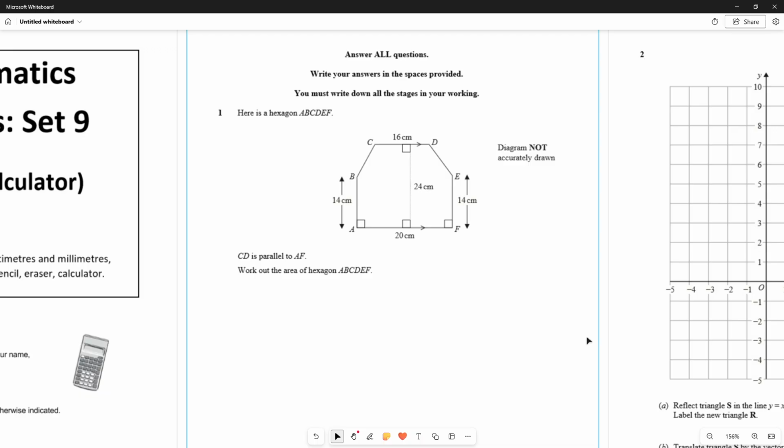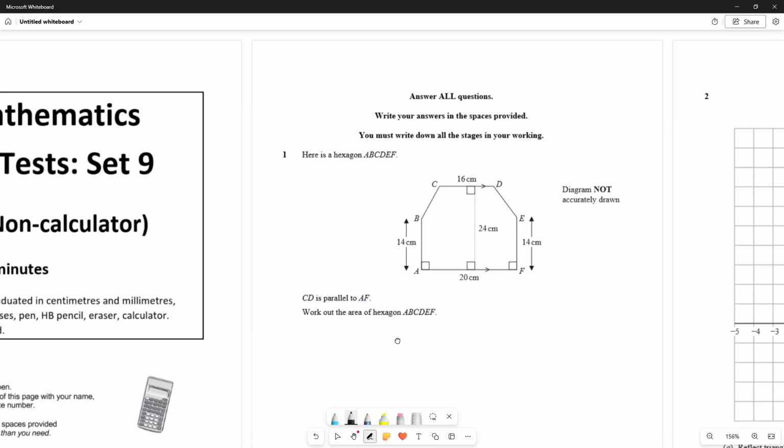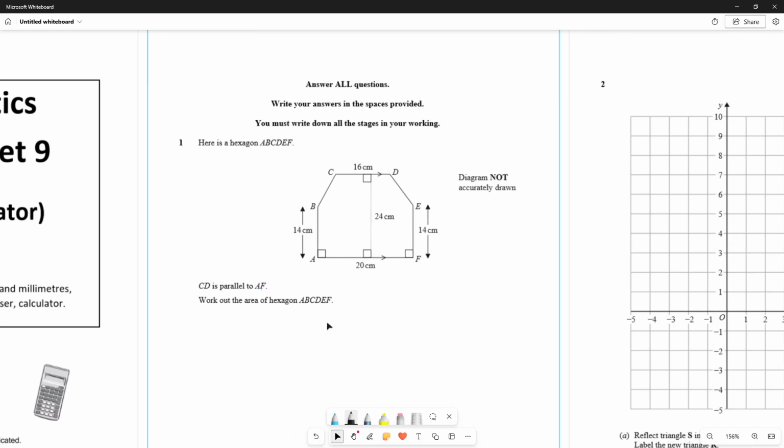Here is the hexagon ABCDEF. CD is parallel to AF. Work out the area of hexagon ABCDEF. Now this question does not require any specific formula, okay? It looks really scary because it's a 4-mark question on the first question, and if you're in the exam, I know this is a practice paper, but you'd probably be panicking, like, whoa, this jumps in difficulty. So let me show you how to do it.